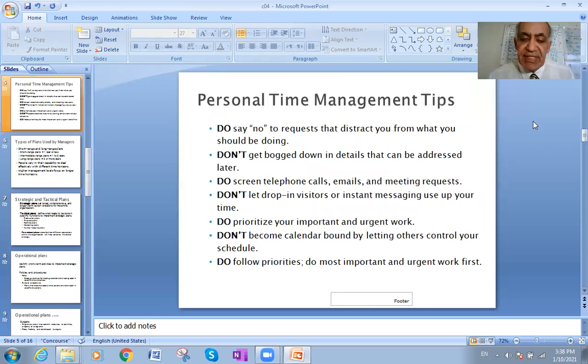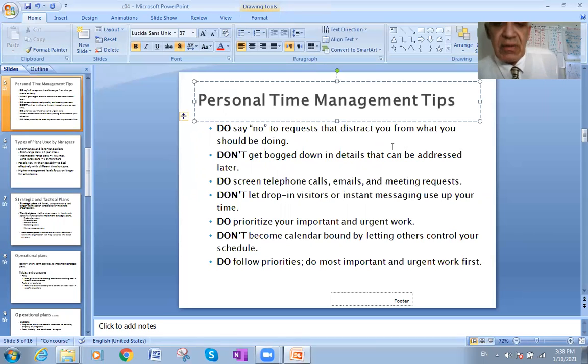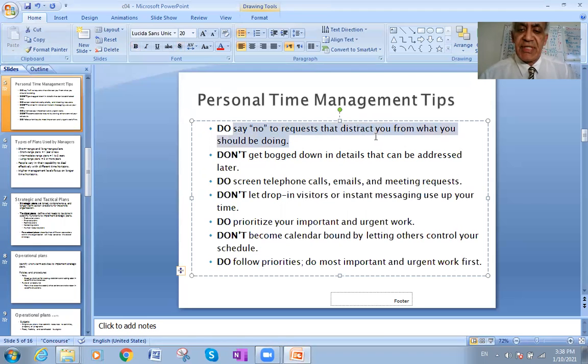So here we can say personal time management tips. Do say no to requests that distract you from what you should be doing. Don't get bogged down in details. Do screen telephone calls. Don't let drop-in visitors. Do prioritize. Don't become a calendar slave. Do follow up periodically.